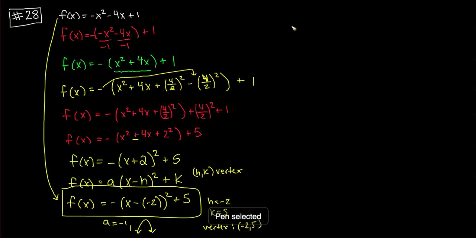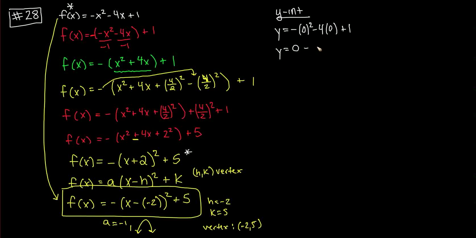Alright, so let's find the y-intercept. We only expect 1, right? So we let x equal 0, and the easiest one to use is this one right here. Let f of x be y, and all the x's make them zeros. So 0 squared minus 4 times 0 plus 1 is y equals 0 minus 0 plus 1, and y equals 1. So the y-intercept is 1.